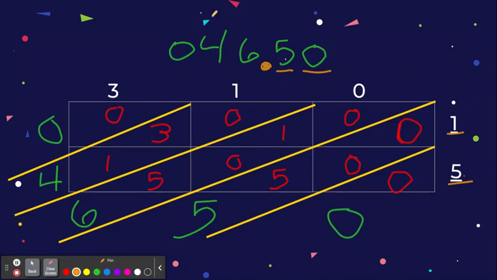So how much do you owe in taxes? Well, this 0 really doesn't mean anything. It just means 0 hundredths. So this is how much you owe: $46.50. That is your tax.